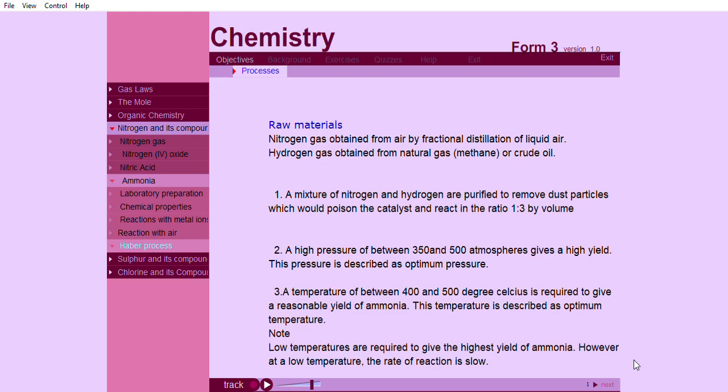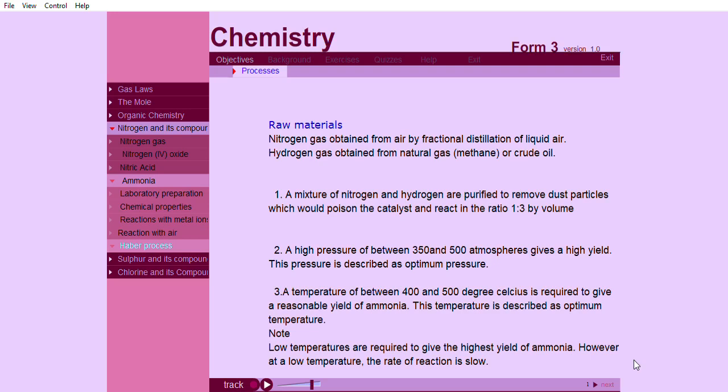Step 1. A mixture of nitrogen and hydrogen is purified to remove dust particles which would poison the catalyst, and reacted in the ratio 1:3 by volume. A high pressure of 350 to 500 atmospheres gives a high yield. This pressure is described as optimum pressure.